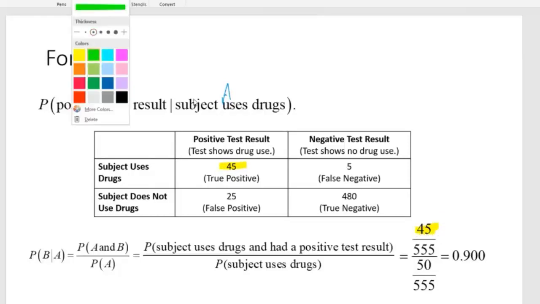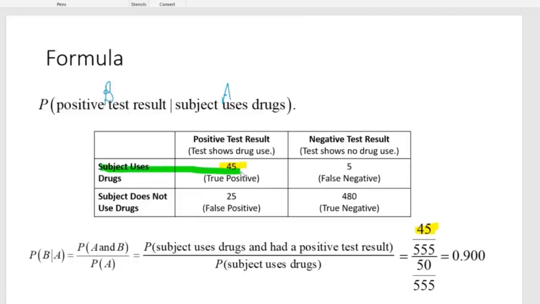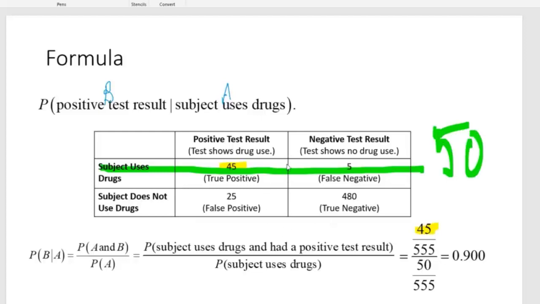The probability that the subject uses drugs is our P of A, but the subject uses drugs is this entire row, and so that is where our 50 comes from, because the 45 plus the 5 is 50. And so that is this little section here. Now you can put those into your calculator.